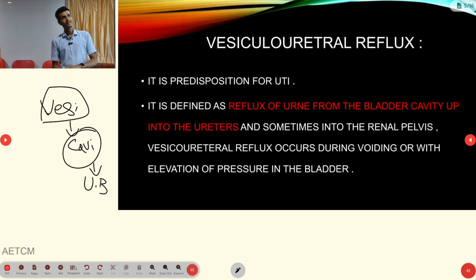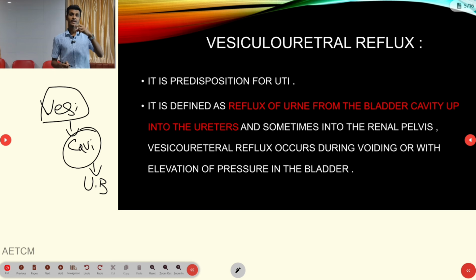The other part is the ureter. We know the ureter is the connection between your kidney and the bladder. So if you combine everything, there is a reflux of urine from the bladder to your ureter. That is called the vesiculo-ureteral reflex. There is a reflux of urine from the urinary bladder to your ureter, and that is called the vesiculo-ureteral reflex.